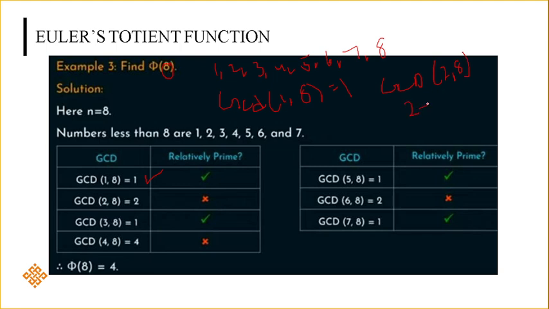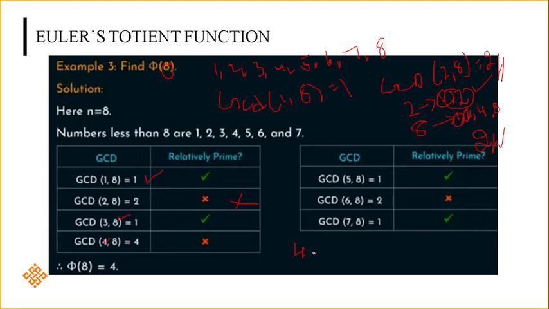Find the divisors of 2, that is 1 and 2. For 8, the divisors are 1, 2, 4 and 8. Among these, the common divisors are 1 and 2, and the larger one is 2. So the GCD of 2 and 8 is 2. It is not satisfying the condition, so 2 is not relatively prime to 8. Again, the GCD of 3 and 8 is 1 only. The GCD of 4 and 8 is 4.